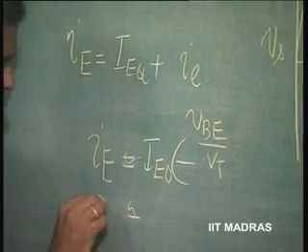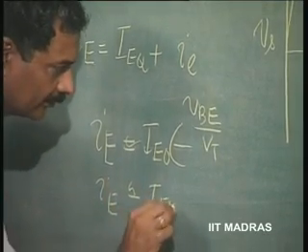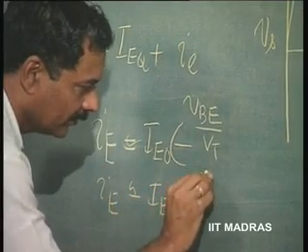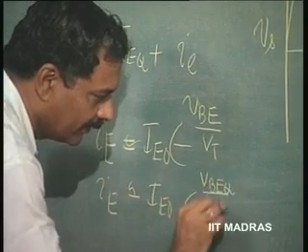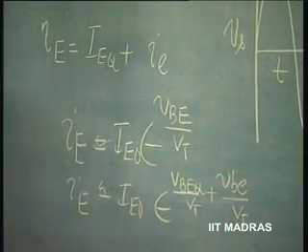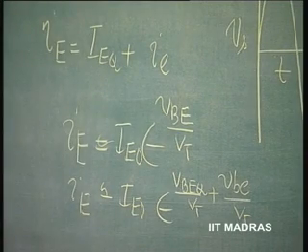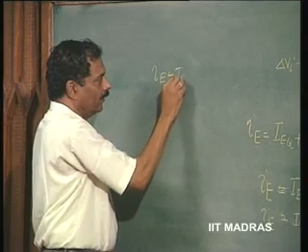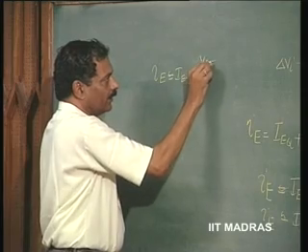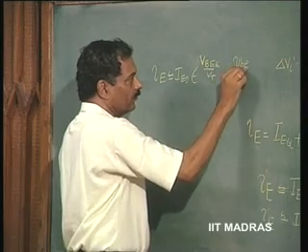Okay, this is this, then IE naught exponent VBE by VT can be written as exponent VBEQ by VT plus VBE by VT, the time varying component. And this is IE naught exponent VBEQ by VT into exponent VBE by VT.